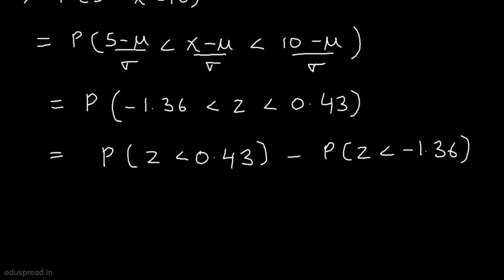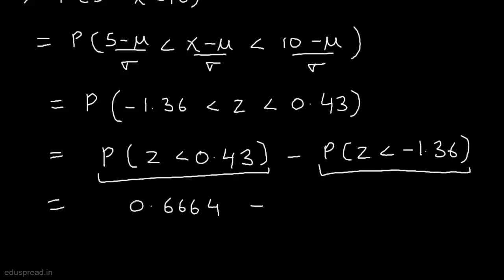By looking at the standard normal table, you will find that this probability is equal to 0.6664 and this probability is equal to 0.0869. So subtracting these two probabilities, we get 0.5795. So that means the probability that the diameter will lie between 5 inches and 10 inches is equal to 0.5795. So this is all about part C. Let's move to part D.